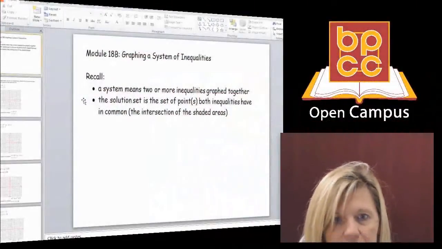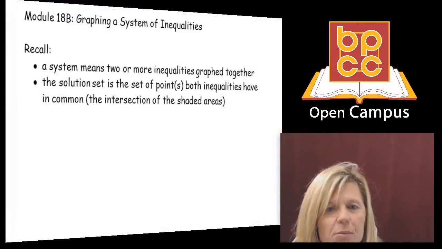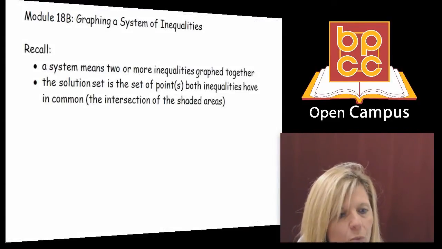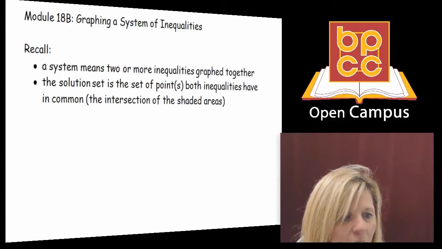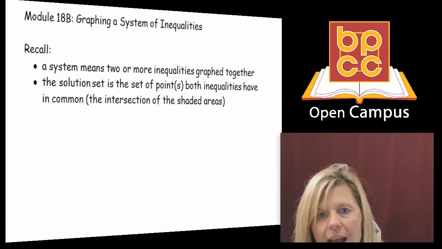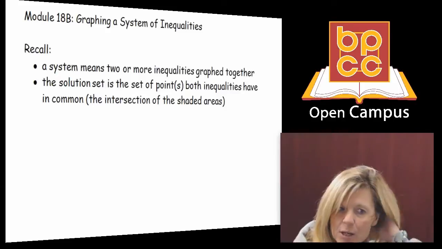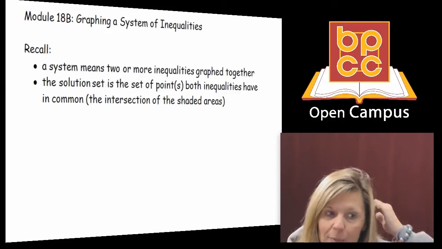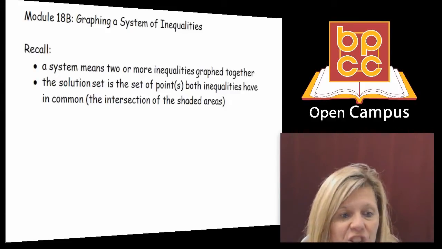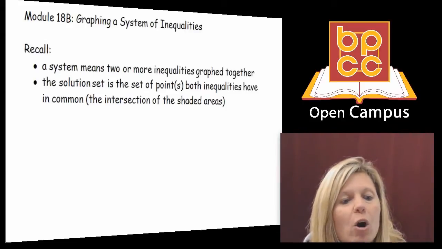Okay. If you look here, recall a system means two or more. So we're going to be graphing two or more inequalities together. And the solution set of a system is where they would intersect. Because we're graphing inequalities and we're shading, we're going to be looking for the intersection of the shading, and those points will be our solution.